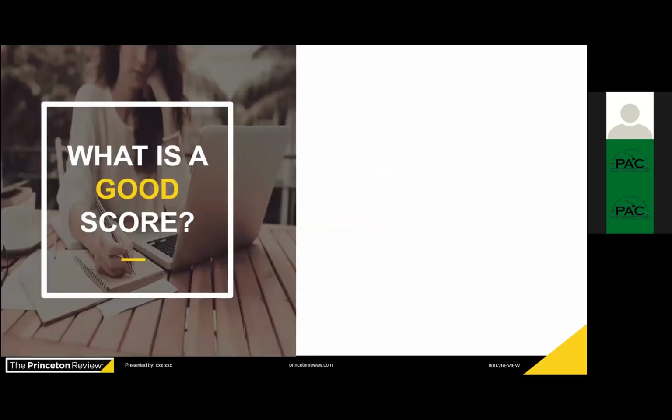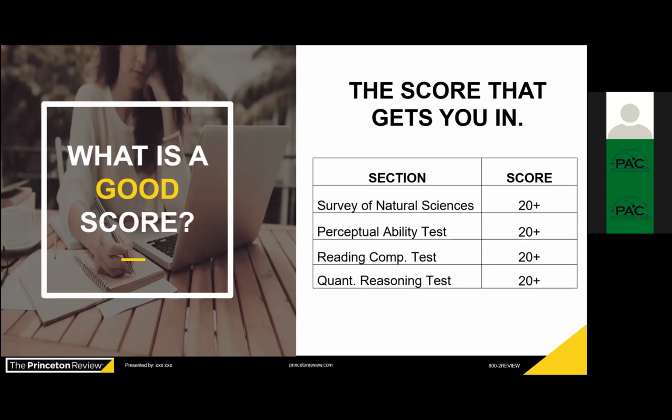So what is a good score? A very common question. And the answer to that question is that a good DAT score is a score that gets you into dental school. And yeah, maybe that's not a particularly satisfying answer. So as a general rule of thumb, you should be aiming for a score of 20 and above on each section, or a 19 to 20 for a middle tier school.